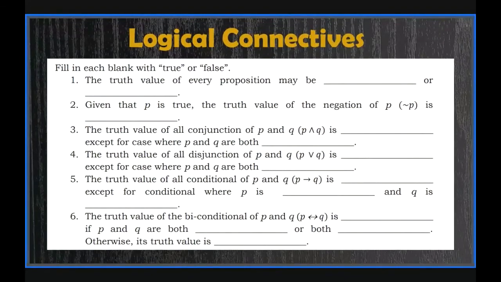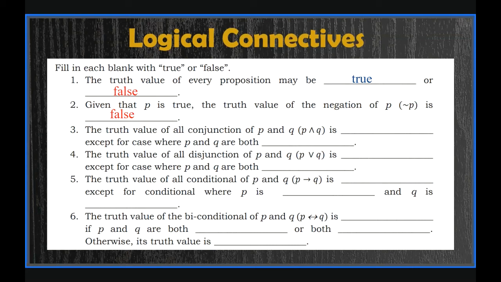Okay. This is the last set of exercises. Okay? So, we fill these blanks by true or false. Okay? So, let's have number 1. The truth value of every proposition may be true or false. Right? But not both. Hindi pwedeng sabay yun. Okay. Number 2, given that P is true, the truth value of the negation of P, okay, ito siya in symbol, not P. What can you say about the truth value of not P if P is true? Okay, it is false because the negation of a true proposition is false.